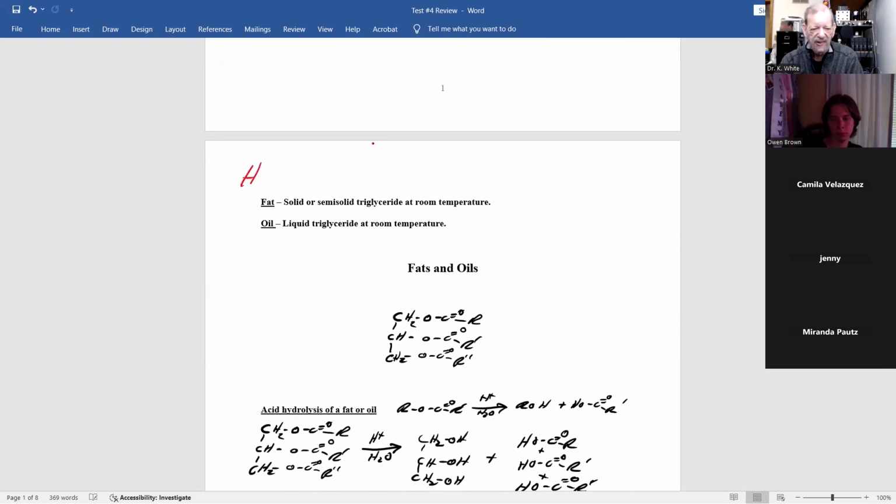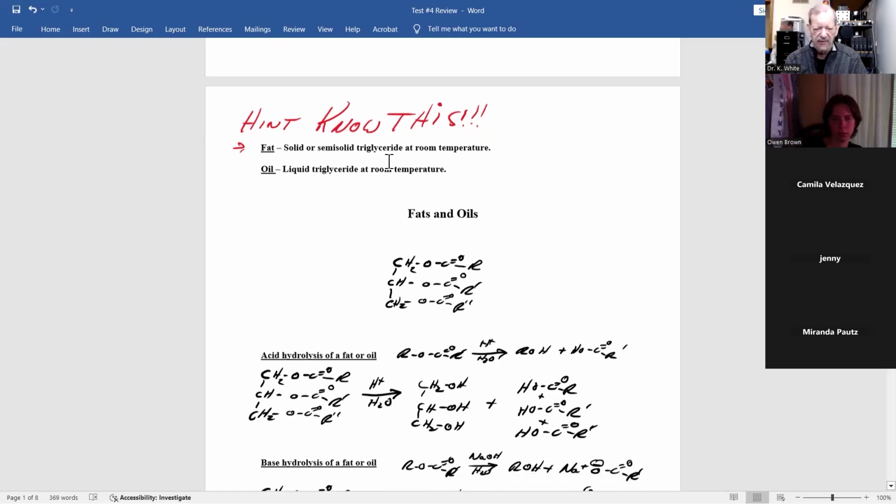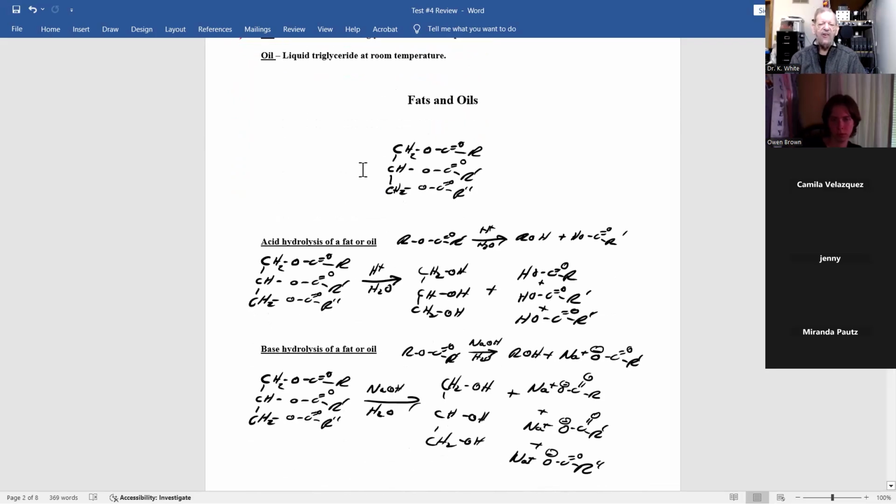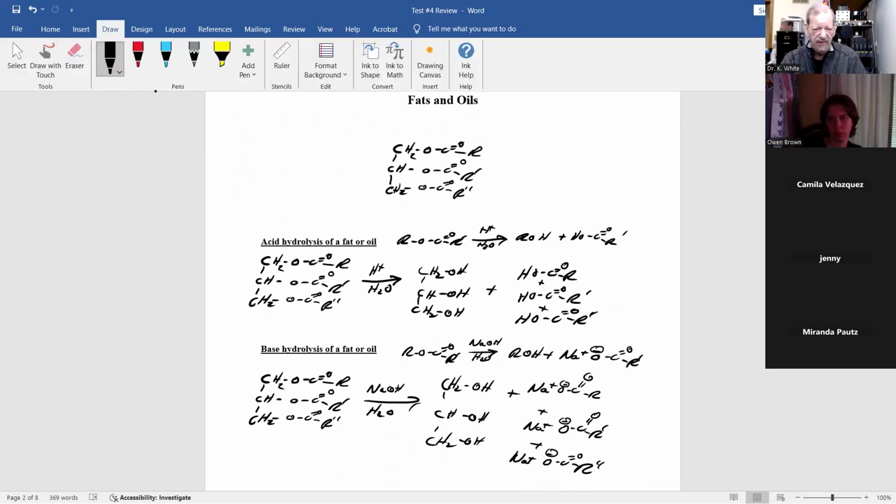Since I'm being subtle tonight, you should know a fat is a solid or semi-solid triglyceride at room temperature, and an oil is a liquid triglyceride at room temperature. Now, all fats and oils are this triester, triglyceride. And this is an area I worked in for a number of years.